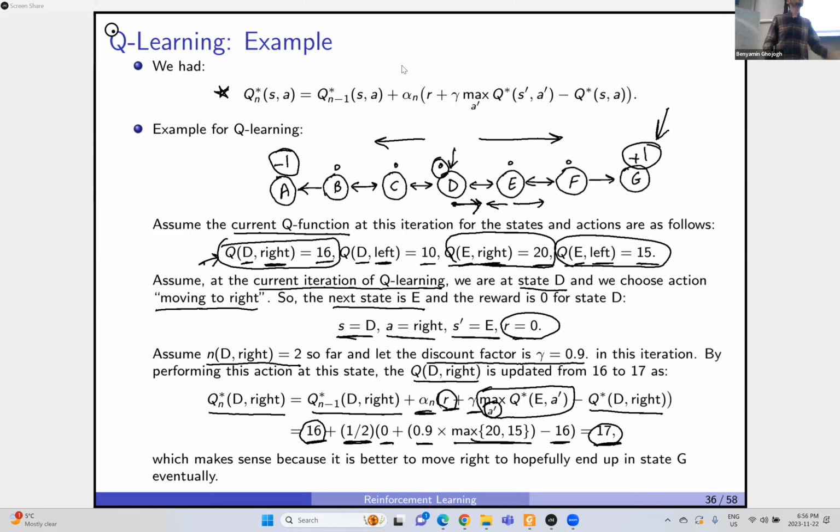QE right, QE left. QE right is larger. Go right. QF right, QF left. QF right is larger. Go right. You go to state G and you win the game. Did you see that? And by the way, this was one iteration of Q learning training, right?